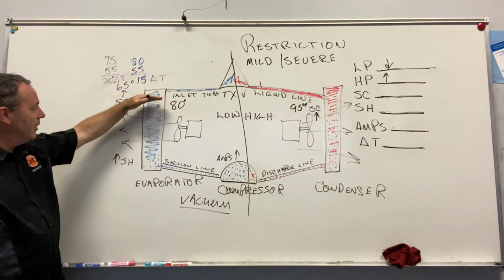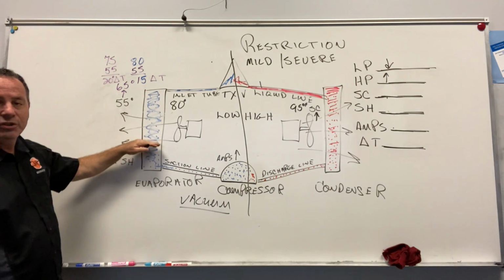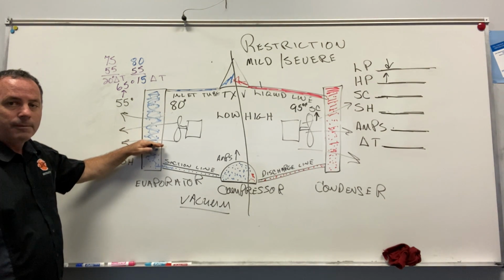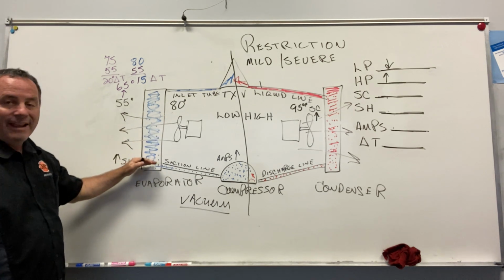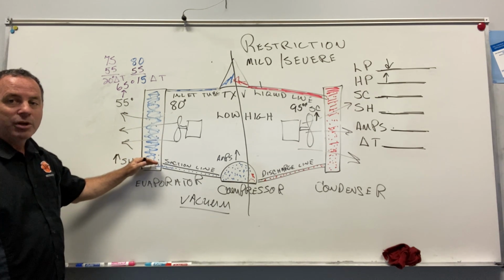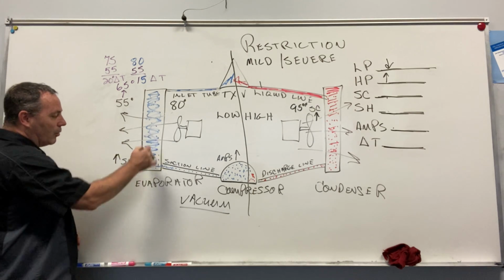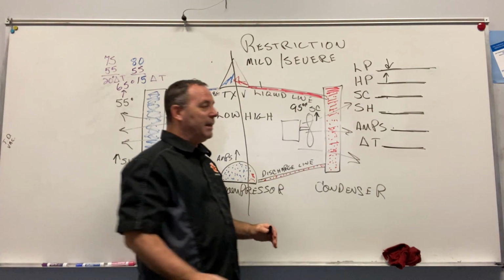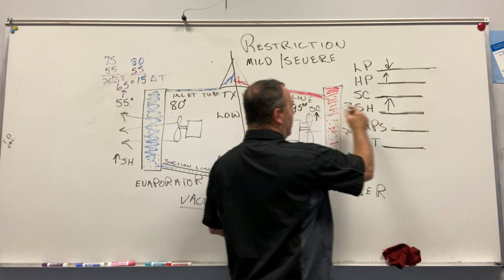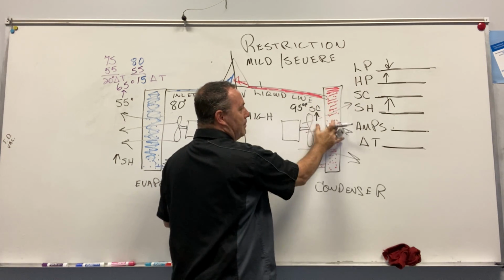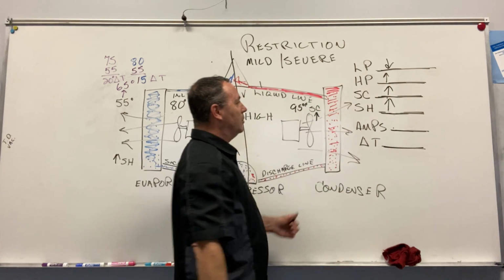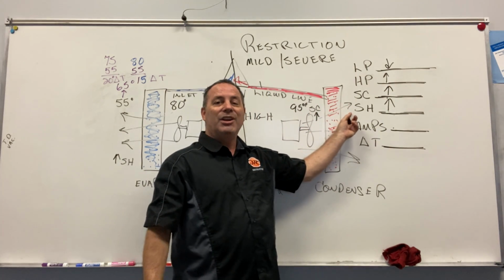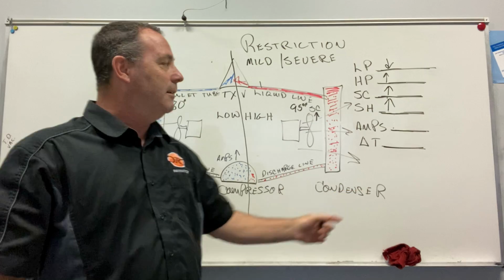So what happens here is you have less refrigerant going in the evaporator coil. It boils off faster. You have more vapor, and that vapor becomes superheated. Greater amount of vapor being superheated, higher superheat. Greater amount of liquid being backed up into the coil, greater amount of subcooling. So here you got increases in subcooling and superheat.